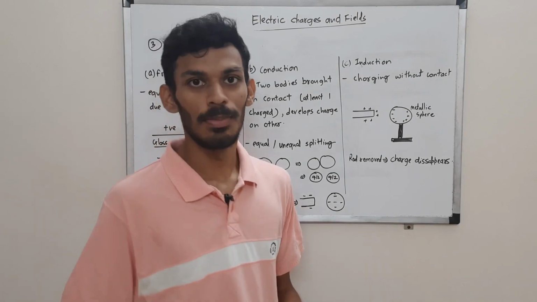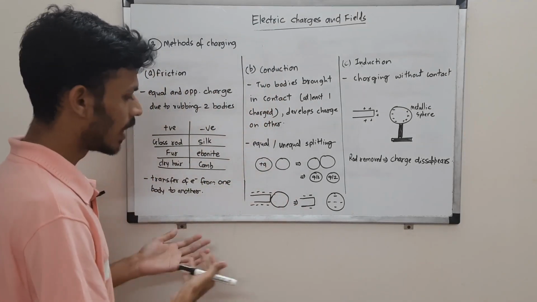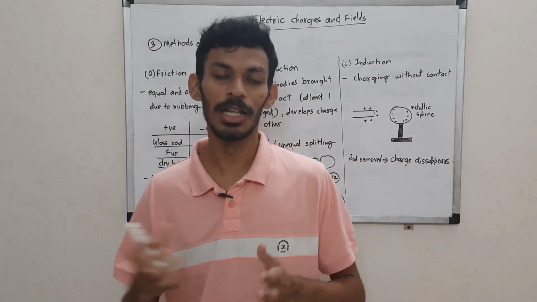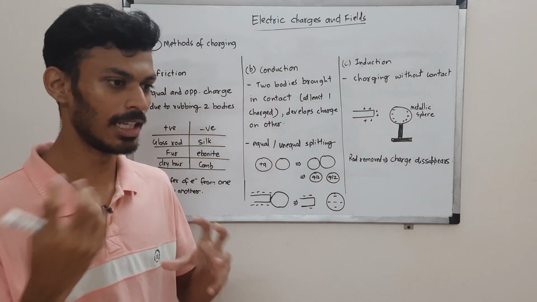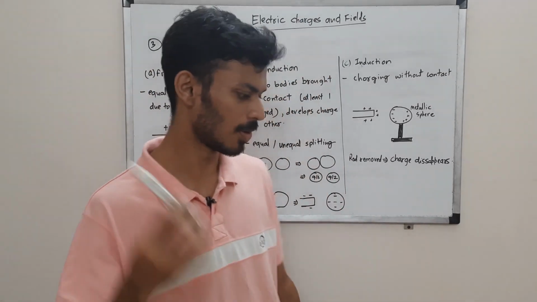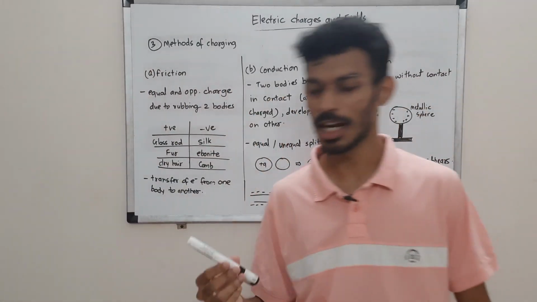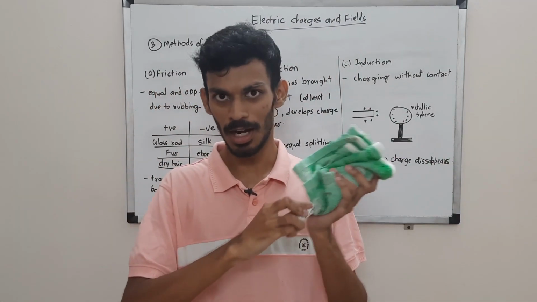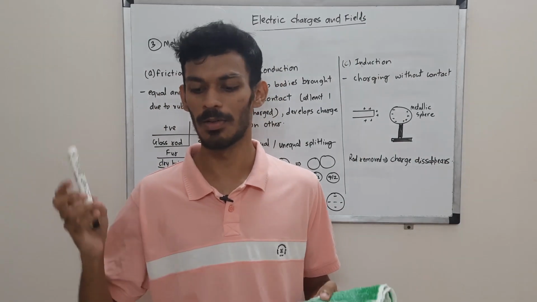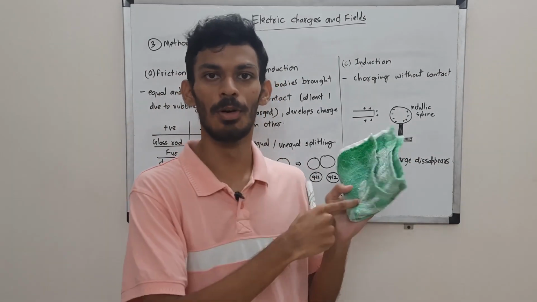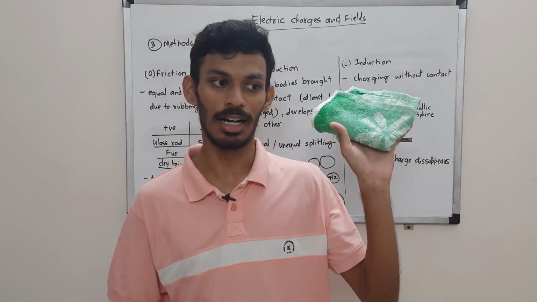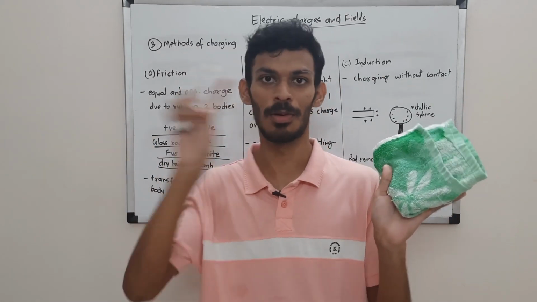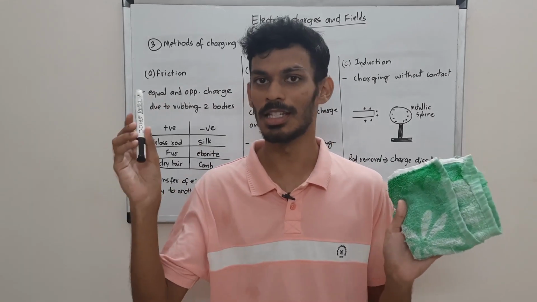Let's discuss the different methods of charging. We have three of them. The first one is charging by friction. You can produce a charge by rubbing two bodies against each other, so an equal and opposite charge will be produced on them. Let us suppose we have this pen and this cloth. If we rub one against the other, some electrons from this will flow over here. So this has an excess of electrons and will be negatively charged. This has a deficiency of electrons, some have moved from here to here, so this is positively charged.